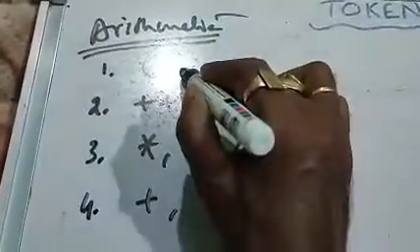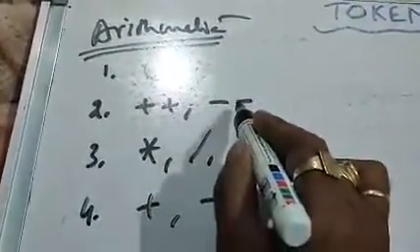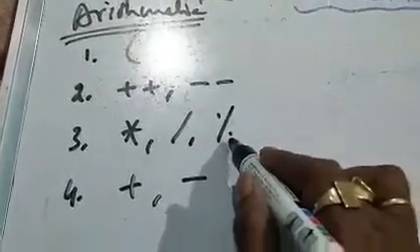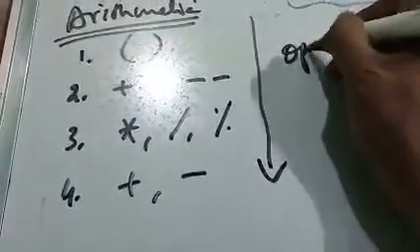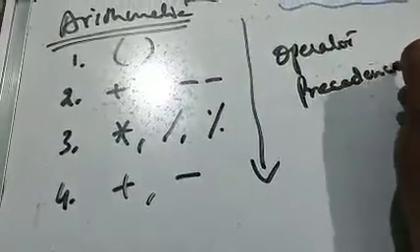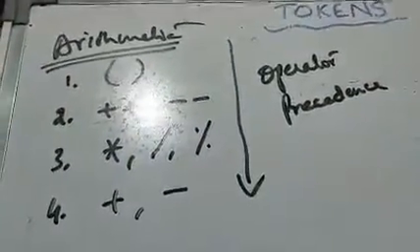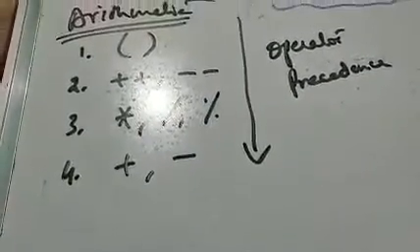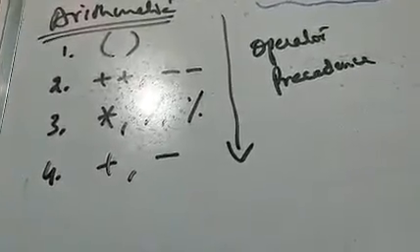Now I have given you 1, 2, 3, 4. The first one to be used is parenthesis, followed by increment and decrement operators, then multiplication and division, that is quotient, and modulus, which means remainder, and then plus and minus. This structure is called operator precedence, that means which operator is to be used first. The priority that is attached to the use of operators is known as operator precedence.